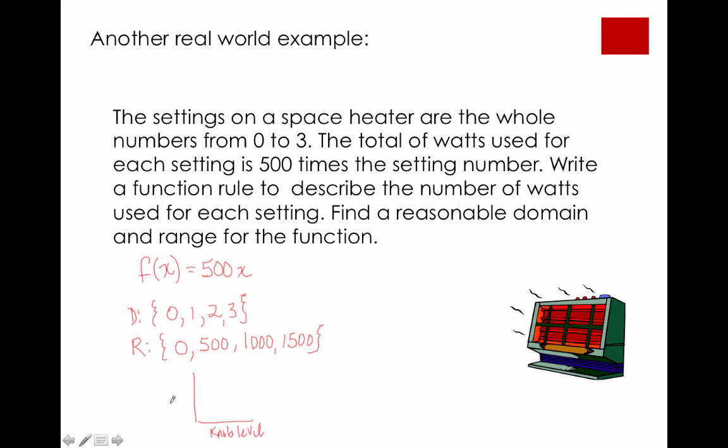And here I'm going to have my wattage, because my output is my wattage. So if you were to graph those points, what kind of graph would I have? I'm going to have a discrete graph because those values, the knob levels, can only go by whole numbers. So I'm going to have a series of dots representing the wattage output.